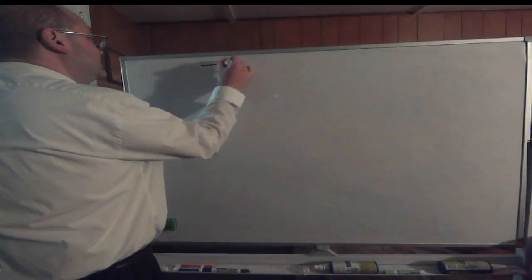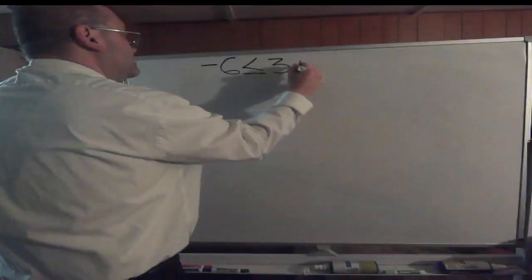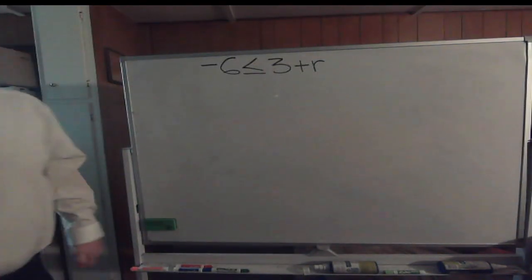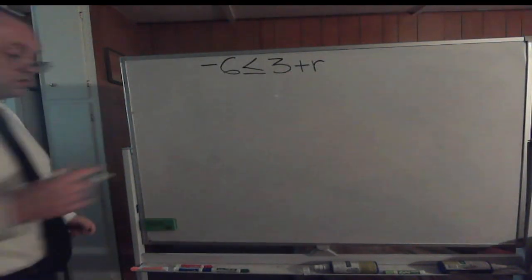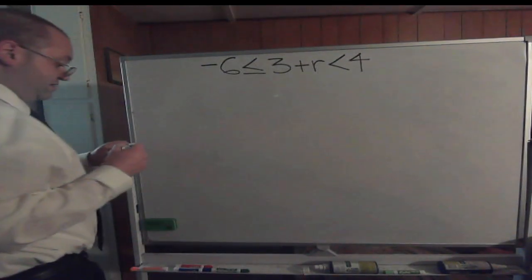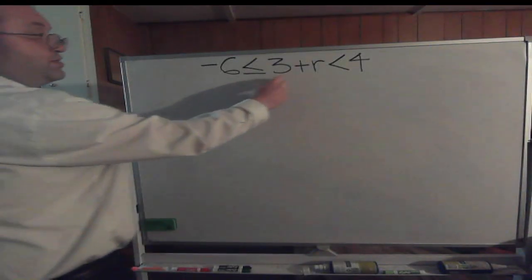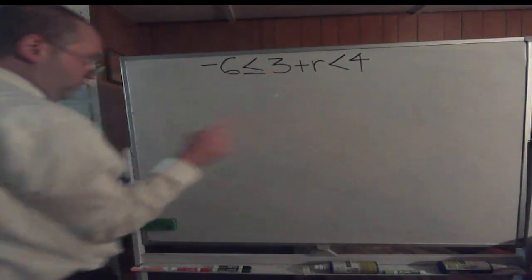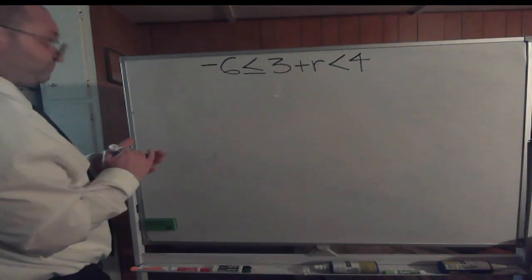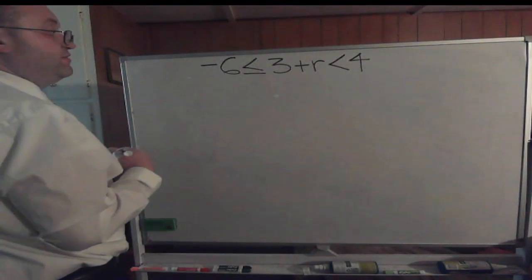Let's see. -6 is less than or equal to 3 plus r, which is less than 4. So we have the combined inequality of -6 is less than or equal to 3 plus r, which is less than 4. Well, I want to get r by itself, so I need to subtract 3 from everything.